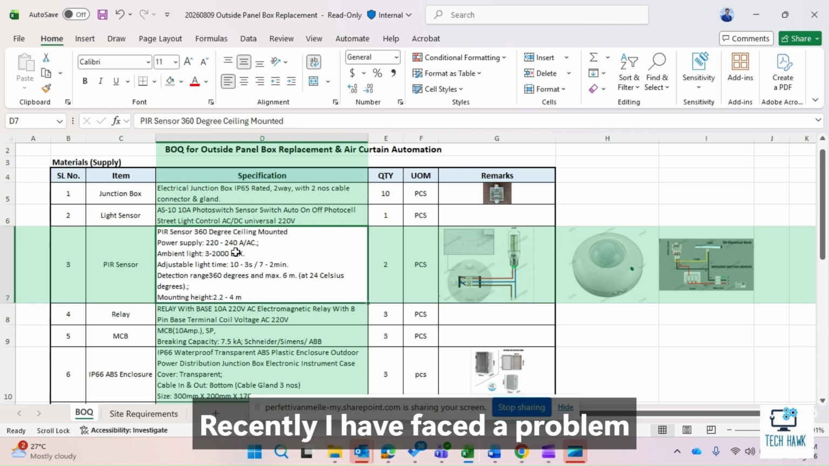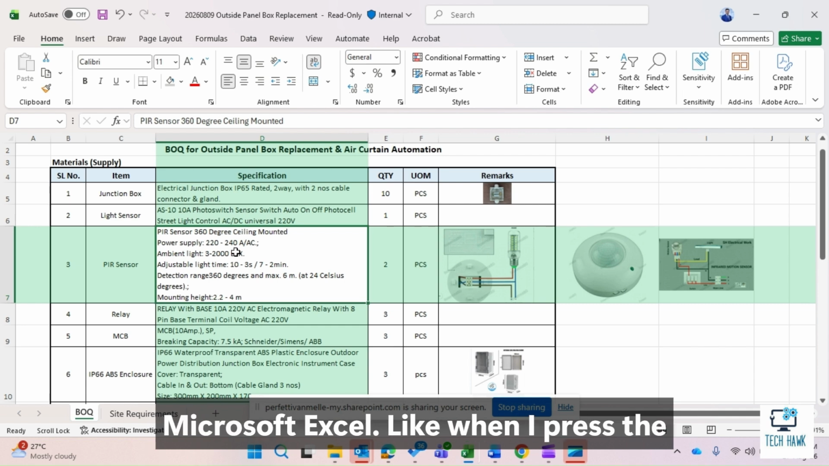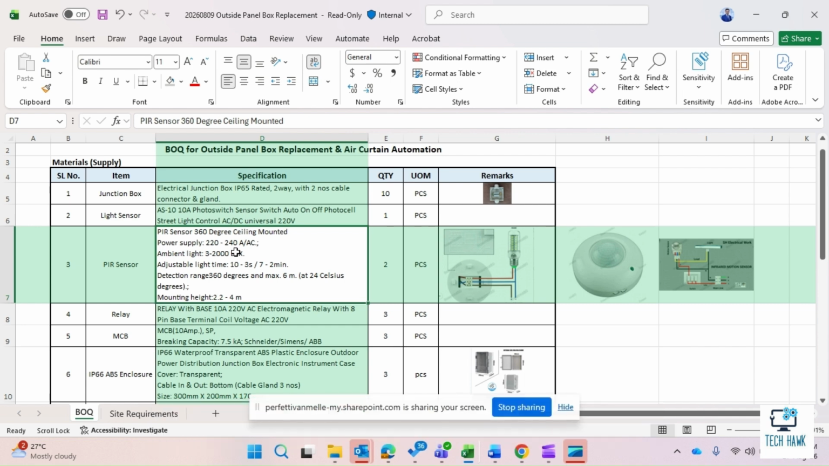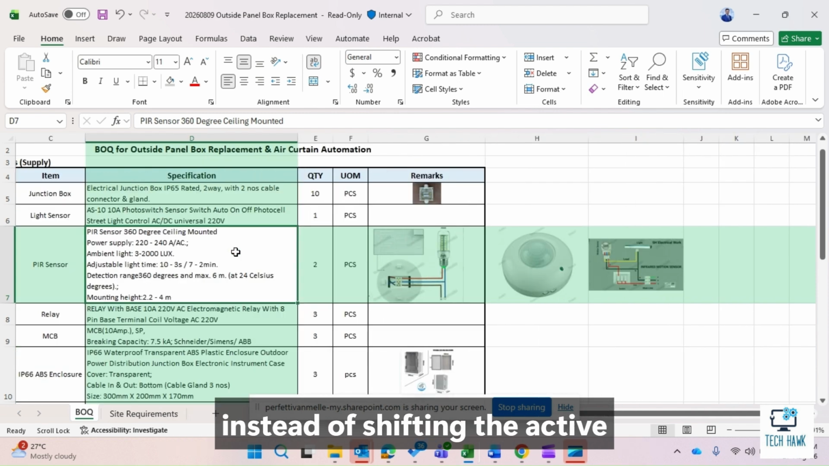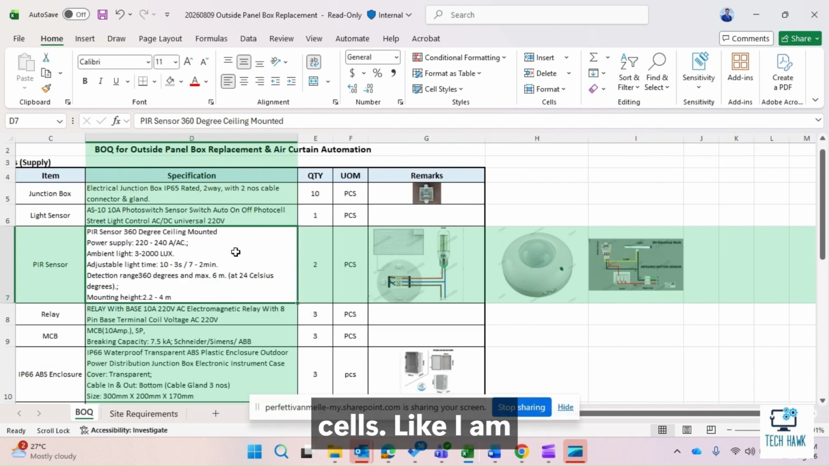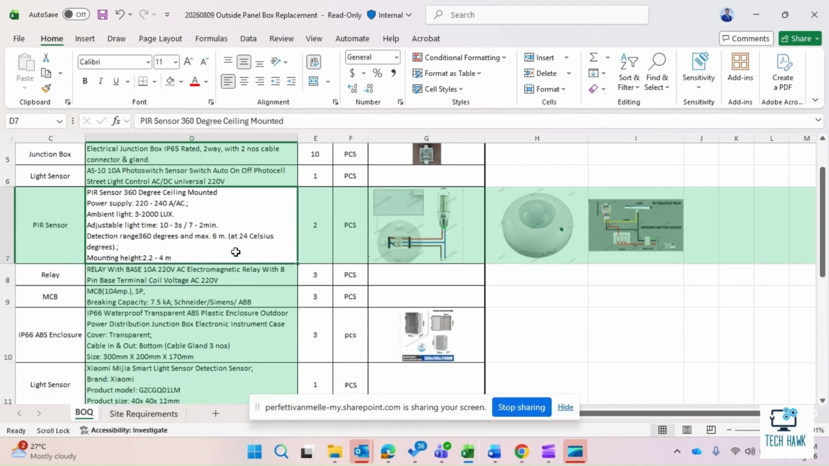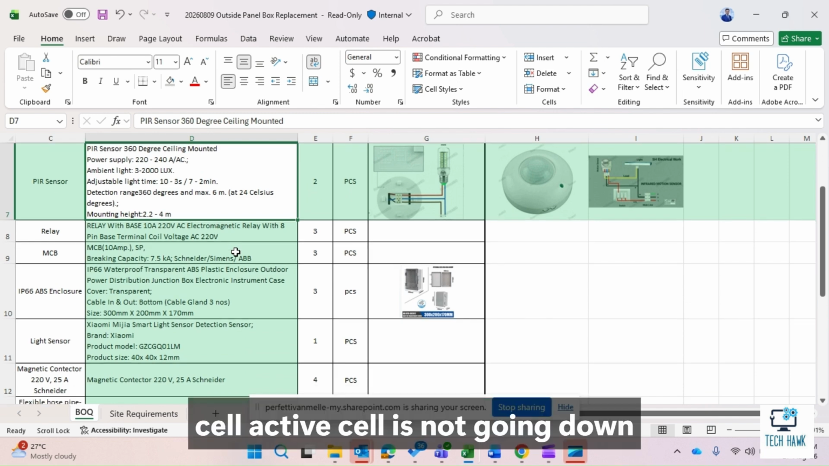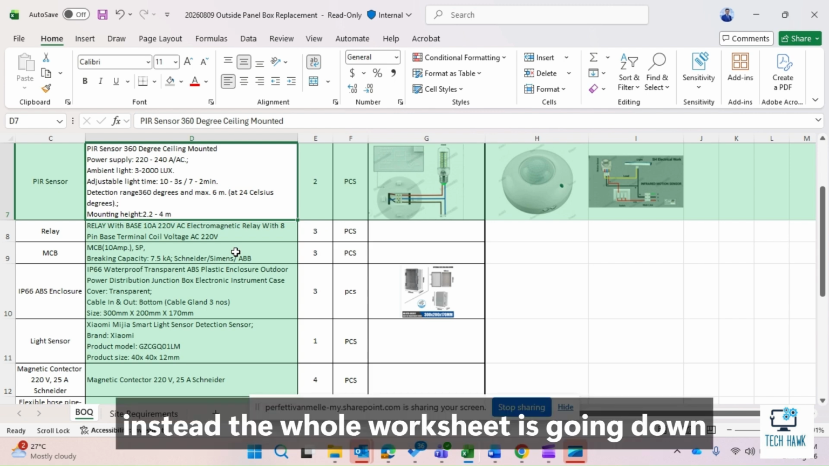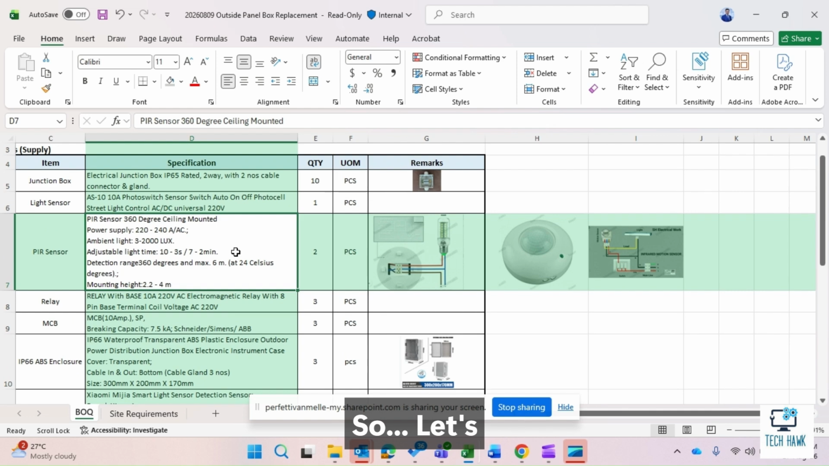Recently I have faced a problem that my arrow keys are not working in Microsoft Excel. When I press the arrow keys, my worksheet is moving instead of shifting the active cell. I am pressing the down arrow key right now. You see the active cell is not going down. Instead, the whole worksheet is going down. So let's see how to solve this.